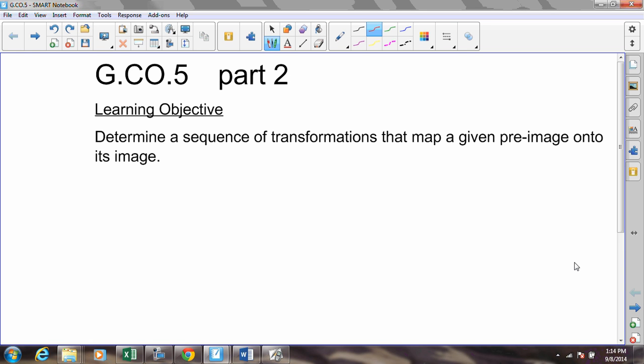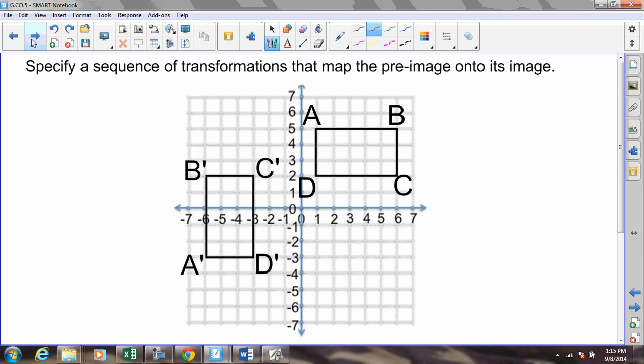In this video, we will discuss Geometry Congruent Standard number 5, and specifically Part 2 of Standard number 5. We have only one learning objective for this: determine a sequence of transformations that will carry a pre-image onto its image. It's fairly straightforward. We are just looking at pieces that are saying we have the beginning, we have the end, how did you get there?